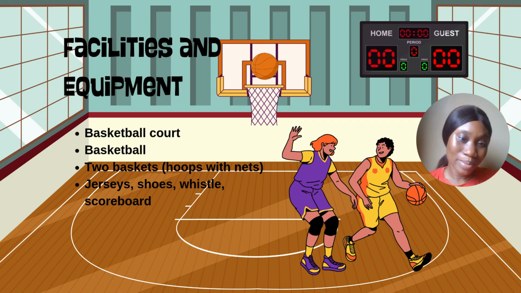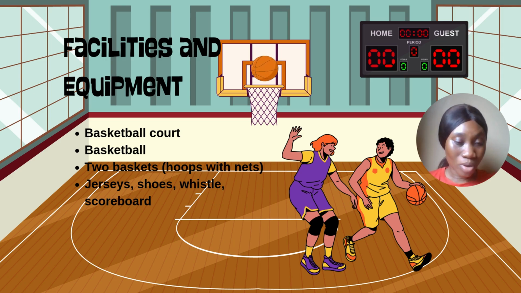Can you see what the basketball looks like? It's orange in color. It has these black or brown stripes on it. The way the basketball looks is different from a football, a hockey ball, or a tennis ball. So it's unique in color and in design. Number three, you need to have two baskets.